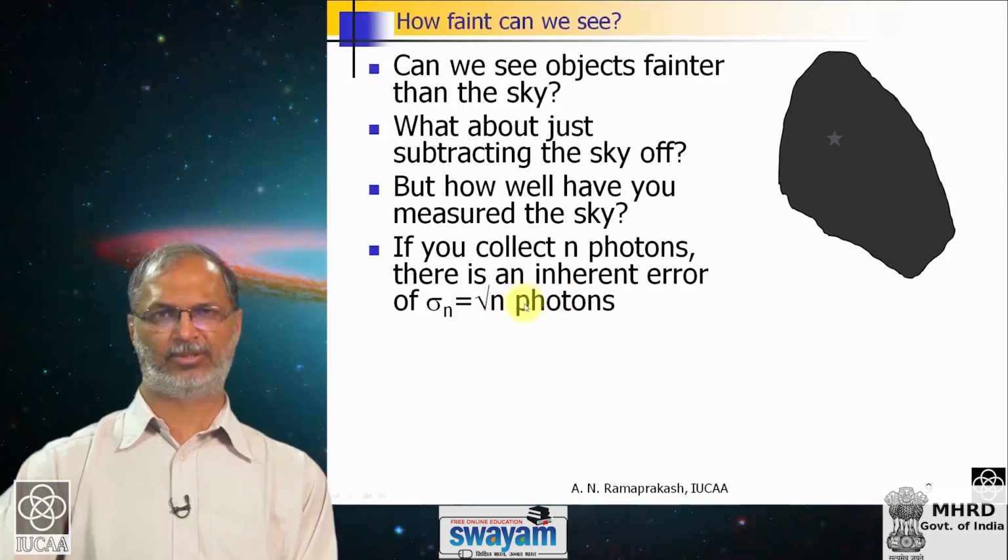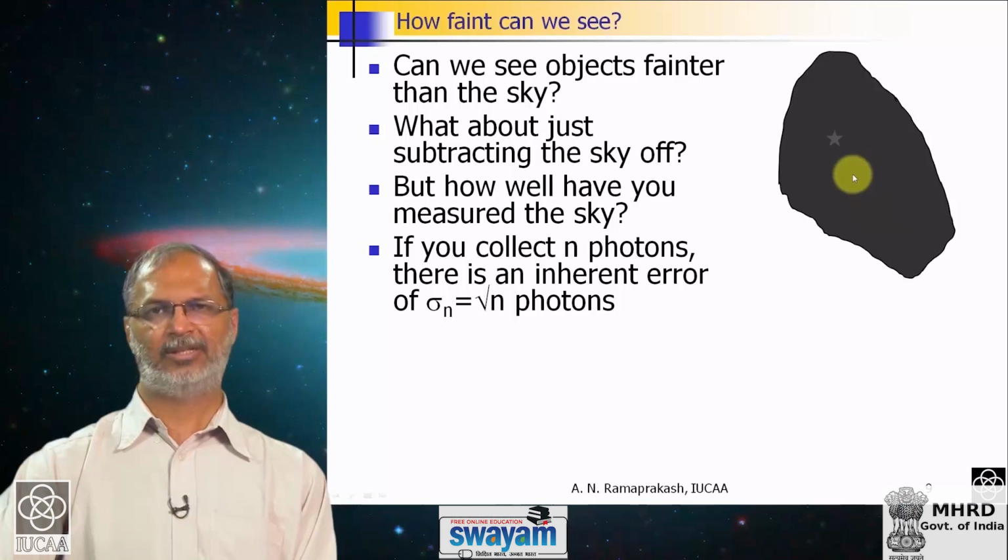That is the nature of the photons. Now, given this information, let us go back to the question of, can we see objects fainter than the sky? Because any measurement has an inherent uncertainty, or inherent error. So, if the light coming from your star is smaller than the inherent error in your measurement of the light, you cannot conclude that there is a star there. If the light from the star is brighter than the inherent error in your measurement, you can conclude that there is a star at that location.